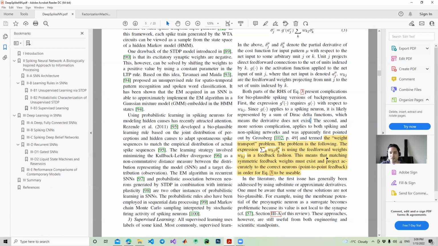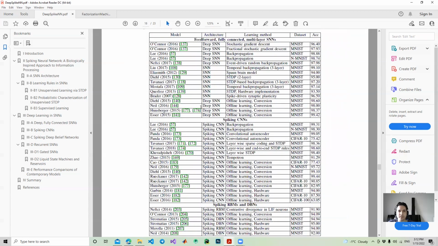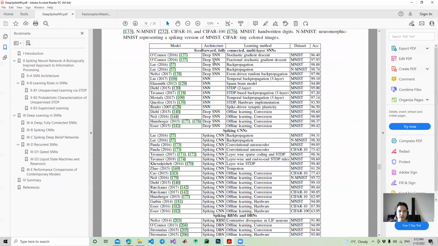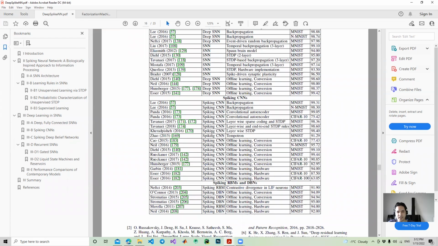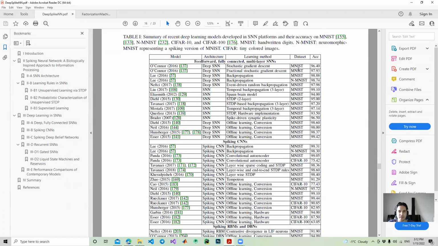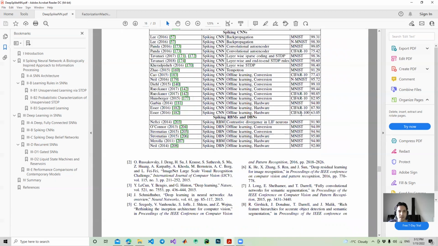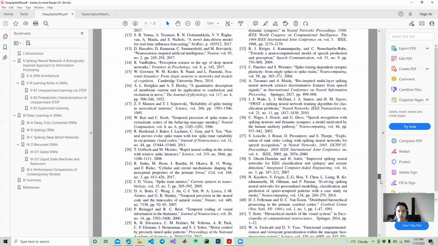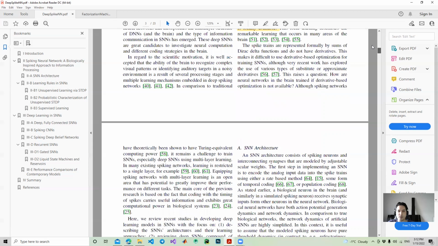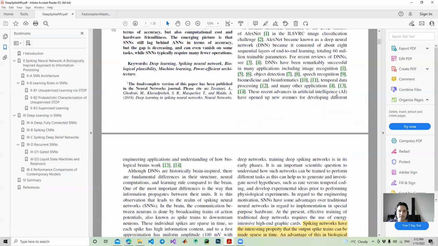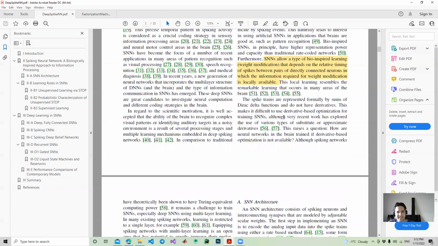Or there are some papers just talking about backpropagation without the weight transport problem or stuff like that. In this table, they are comparing the performance of deep spiking neural networks and spiking CNNs on datasets like MNIST and CIFAR. They have really good accuracy on those datasets. And as I said, the good thing about these neural networks is that they can be implemented on FPGAs, they can consume less power, and can give at least the same accuracy.